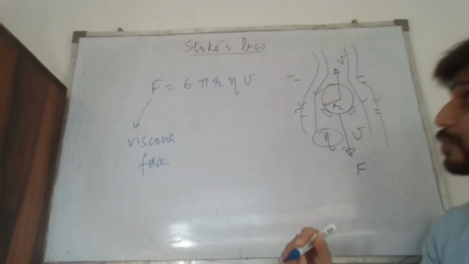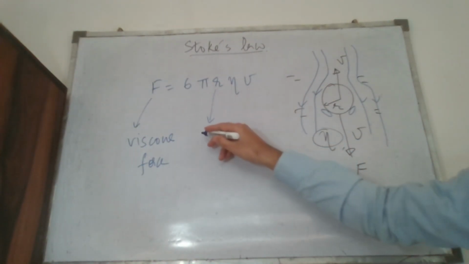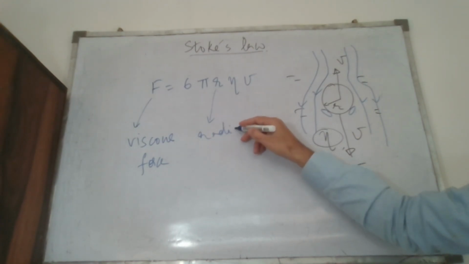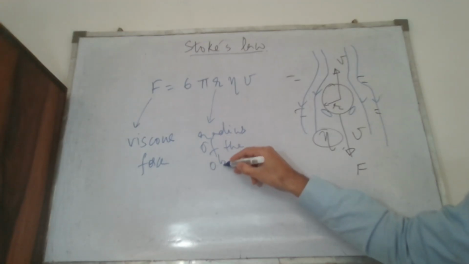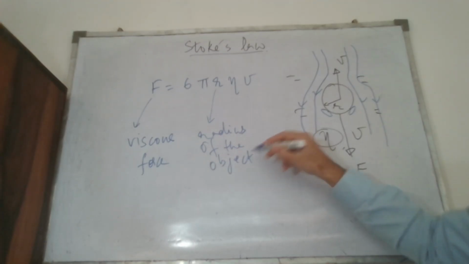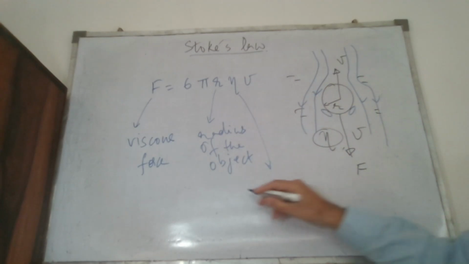This F force is called the viscous force. r is the radius of the object. Eta is called the coefficient of viscosity.